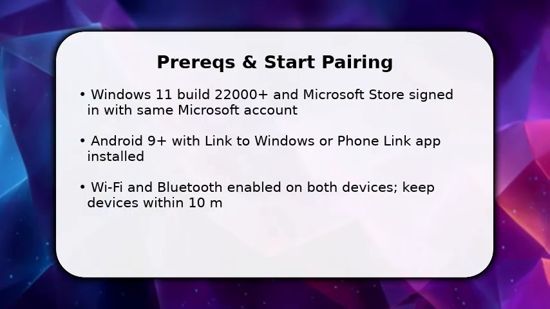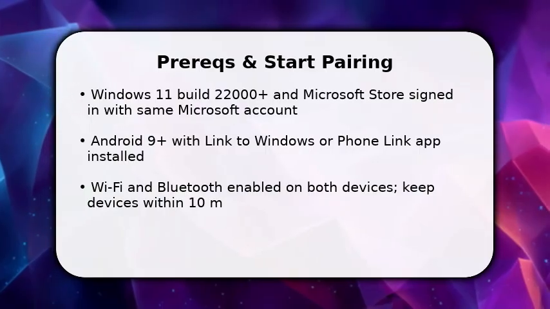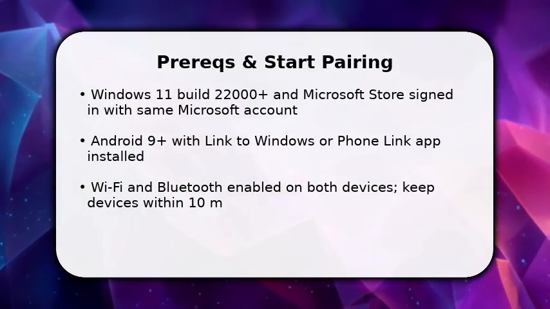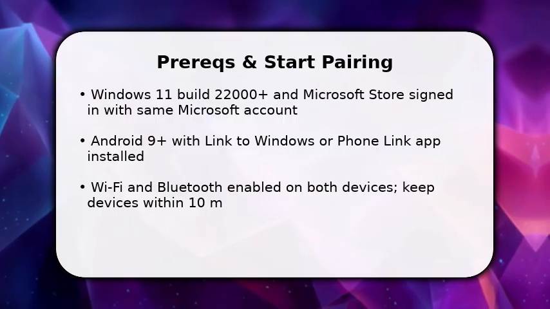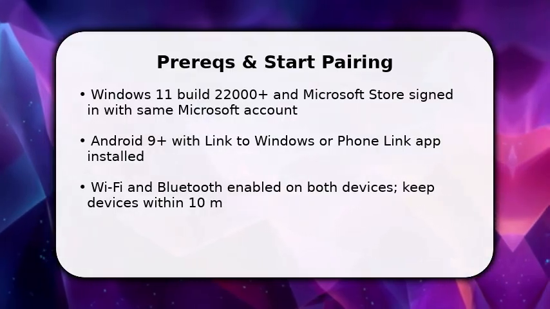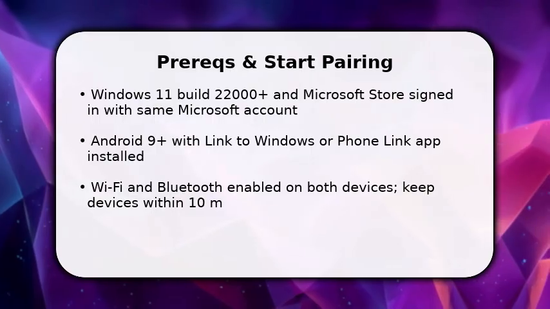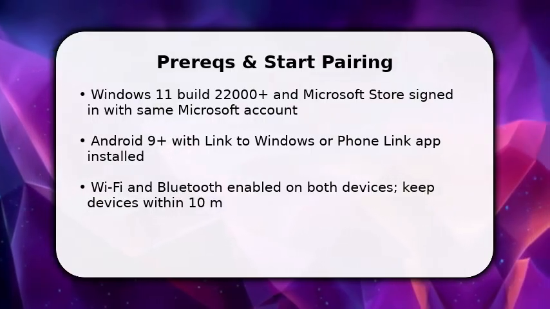You'll start by confirming the essentials. Windows 11 updated and your Microsoft account signed into the store, and an Android device with Link to Windows. Once done, open Phone Link on Windows and choose Android. Make sure Bluetooth and Wi-Fi are on.